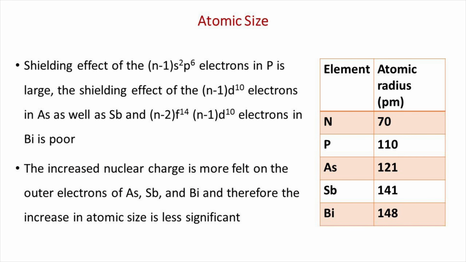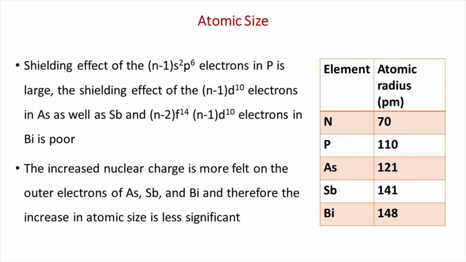There is a considerable increase in atomic radius from nitrogen to phosphorus. This is due to the strong shielding effect of inner s and p electrons in phosphorus. Whereas in the case of arsenic, antimony and bismuth, there is only a small increase in atomic radius from arsenic to bismuth. This is due to the poor shielding effect of inner d electrons in arsenic and antimony and inner f and d electrons in bismuth.